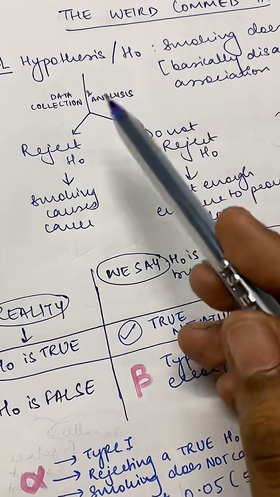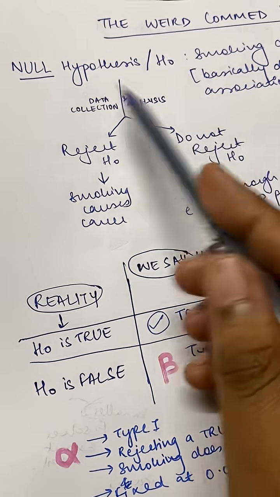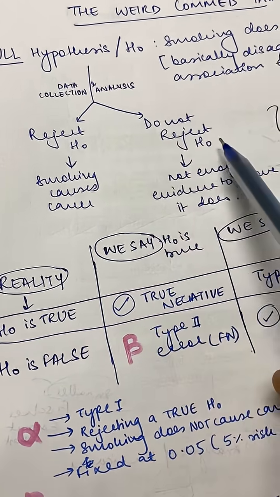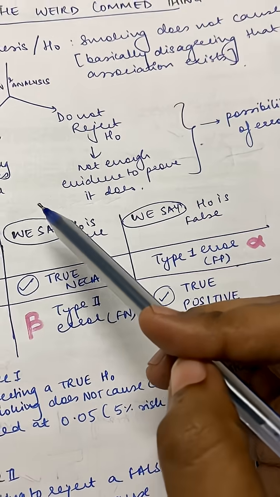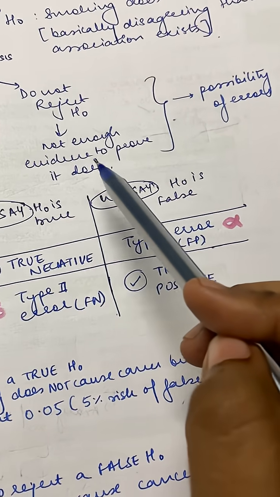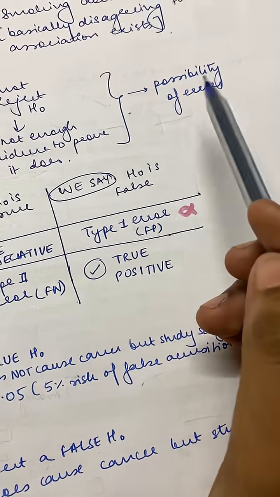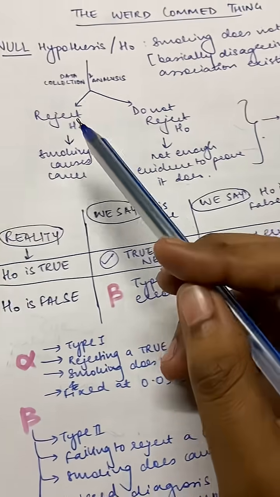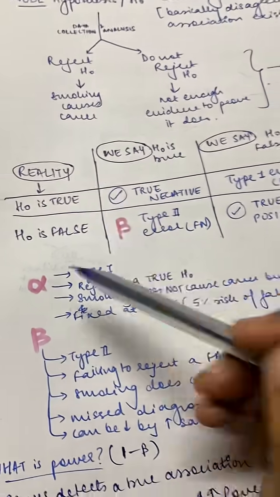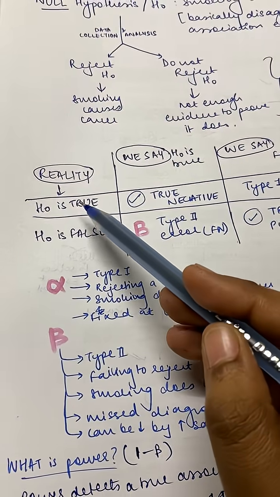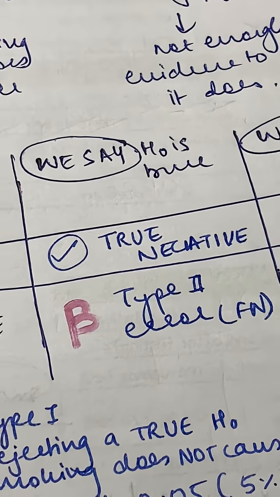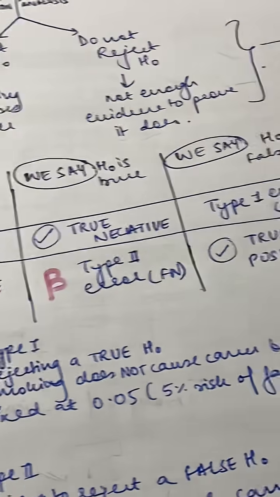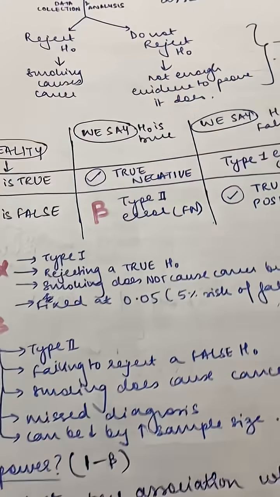So when you do data collection and analysis, you either reject this null hypothesis or you do not reject it. When you reject it, you say that smoking causes cancer. When you don't reject it, there is not enough evidence to prove that it does cause cancer. So that is when the probability of errors in your test occurs. In this table, we have the reality, which is that the null hypothesis is true or false. But on top, we have the test results, which either say that the null hypothesis is true or false. In that way, we can come up with two kinds of errors.